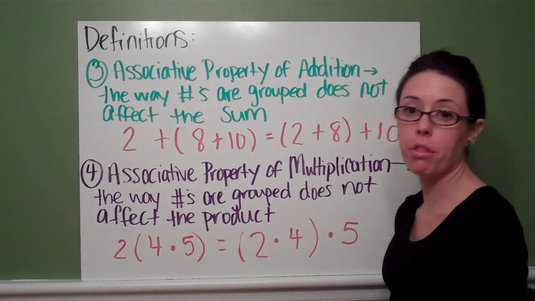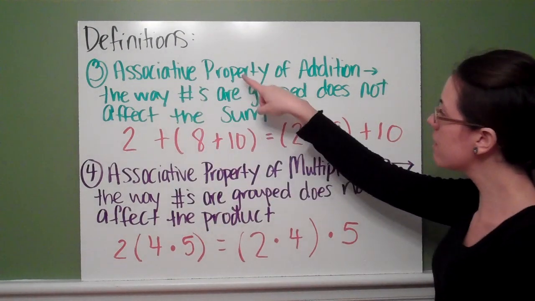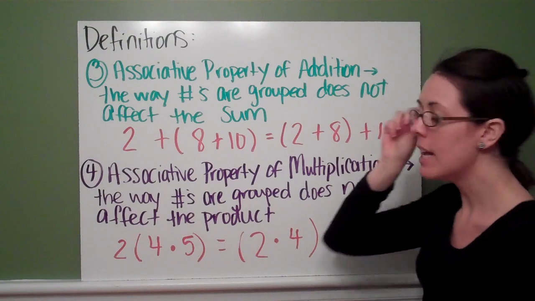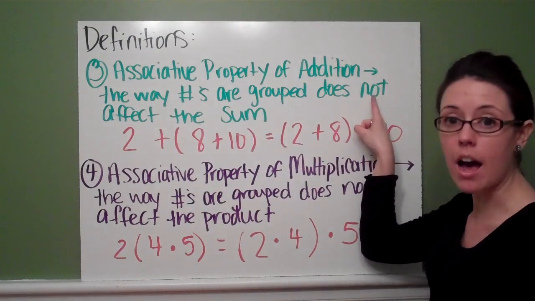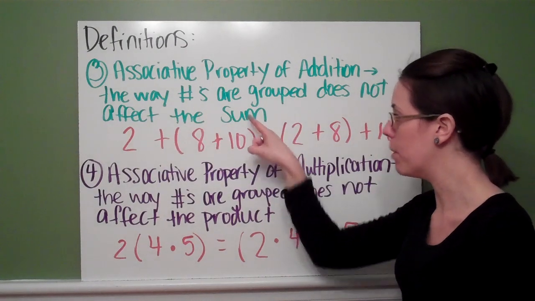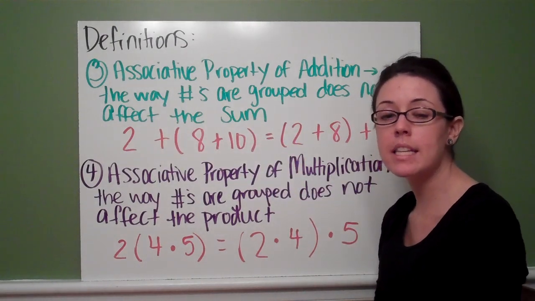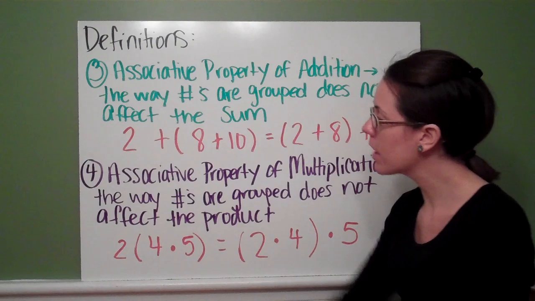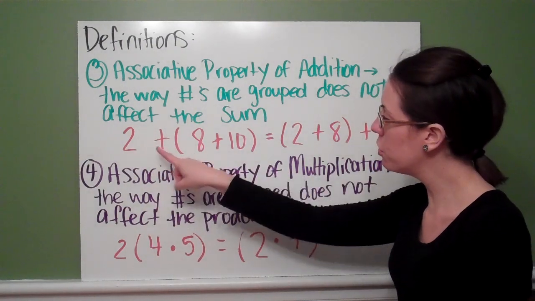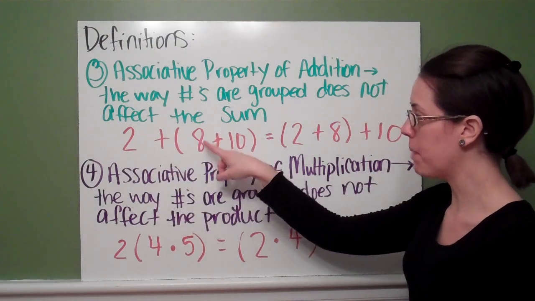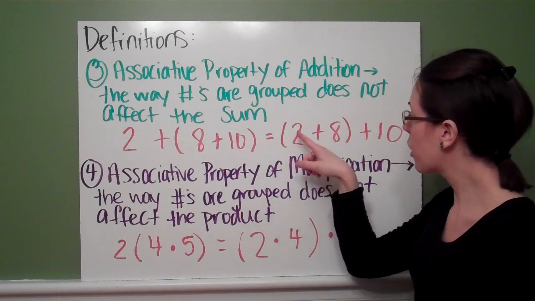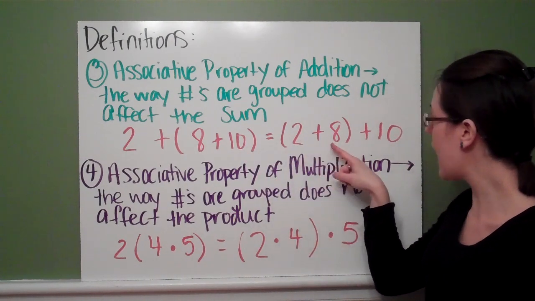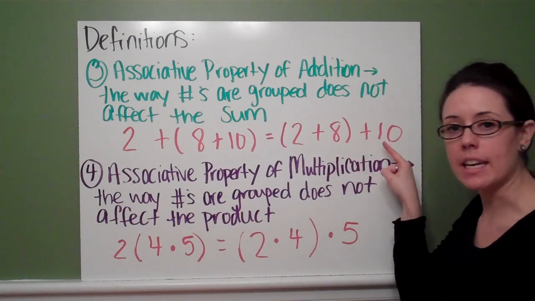Definitions. Number 3. The associative property of addition tells us the way numbers are grouped does not affect the sum. Remember, the sum is the answer to an addition problem. Example, 2 plus the group 8 plus 10 is equal to the quantity 2 plus 8 plus 10.